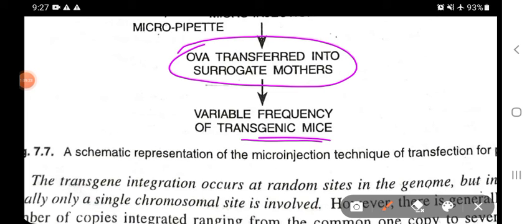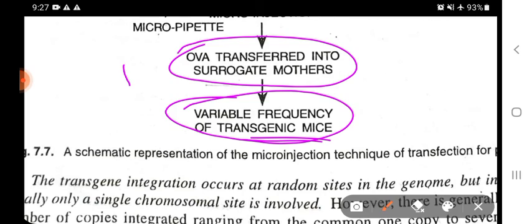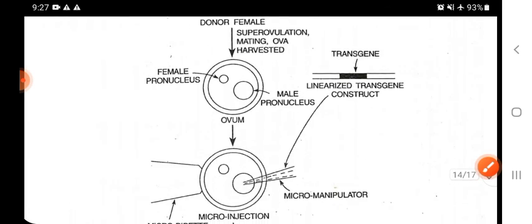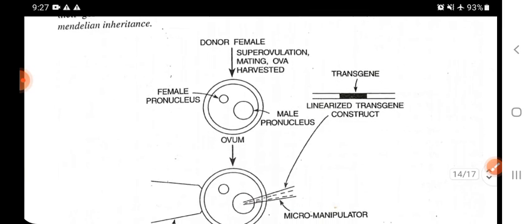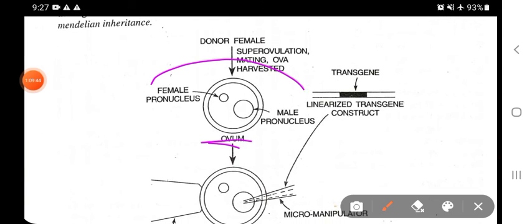Here we have shown transgenic mice, which means we have used mice ovum here. In this way transgenic animals can be prepared through the microinjection technique. But here we only use the ovum cells, not the other cells, because our main interest in creating transgenic plants and animals is that they can express themselves successfully in the next generations also.